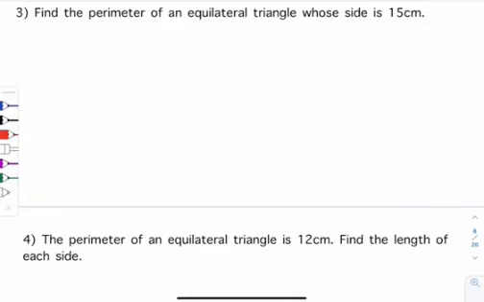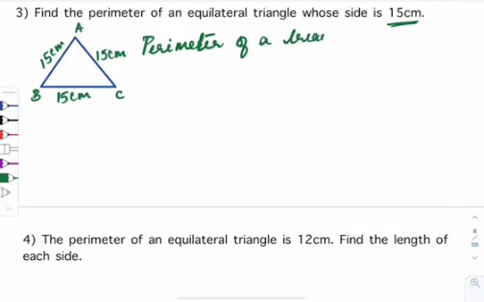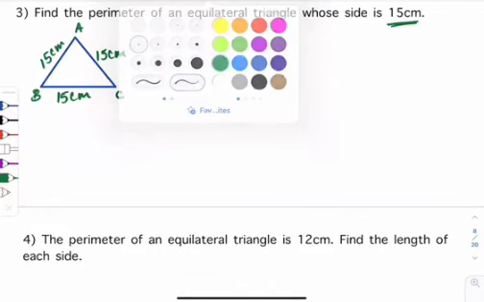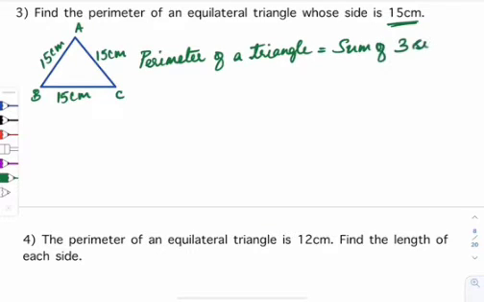Now for the next problem, find the perimeter of an equilateral triangle whose side is 15 centimeters. Children, an equilateral triangle is nothing but a triangle with equal sides. Now this figure is of an equilateral triangle, which means that all the three sides are equal and it is equal to 15 centimeters. Okay, now the perimeter of a triangle is equal to the sum of three sides.